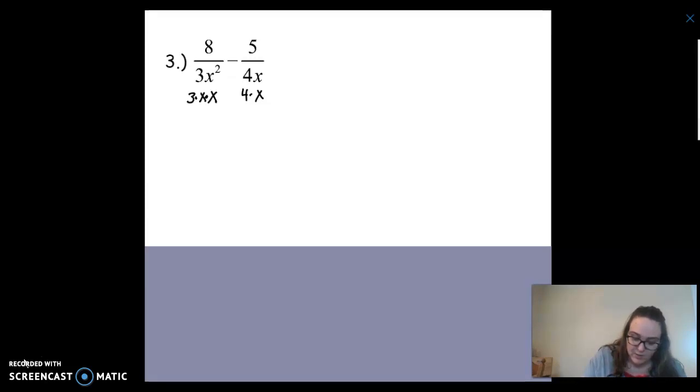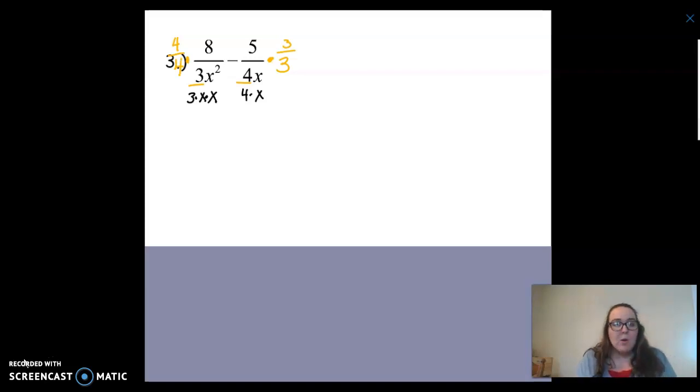So when I'm looking for what needs to be common here, I want to see what does one have that the other doesn't have? Well, the numbers are pretty easy. This is 3 and that's 4. To get 3 and 4 to be the same, I probably need a common denominator of 12. So the number part is multiplying by 3 on the right fraction, and on the left fraction I'm multiplying by 4.